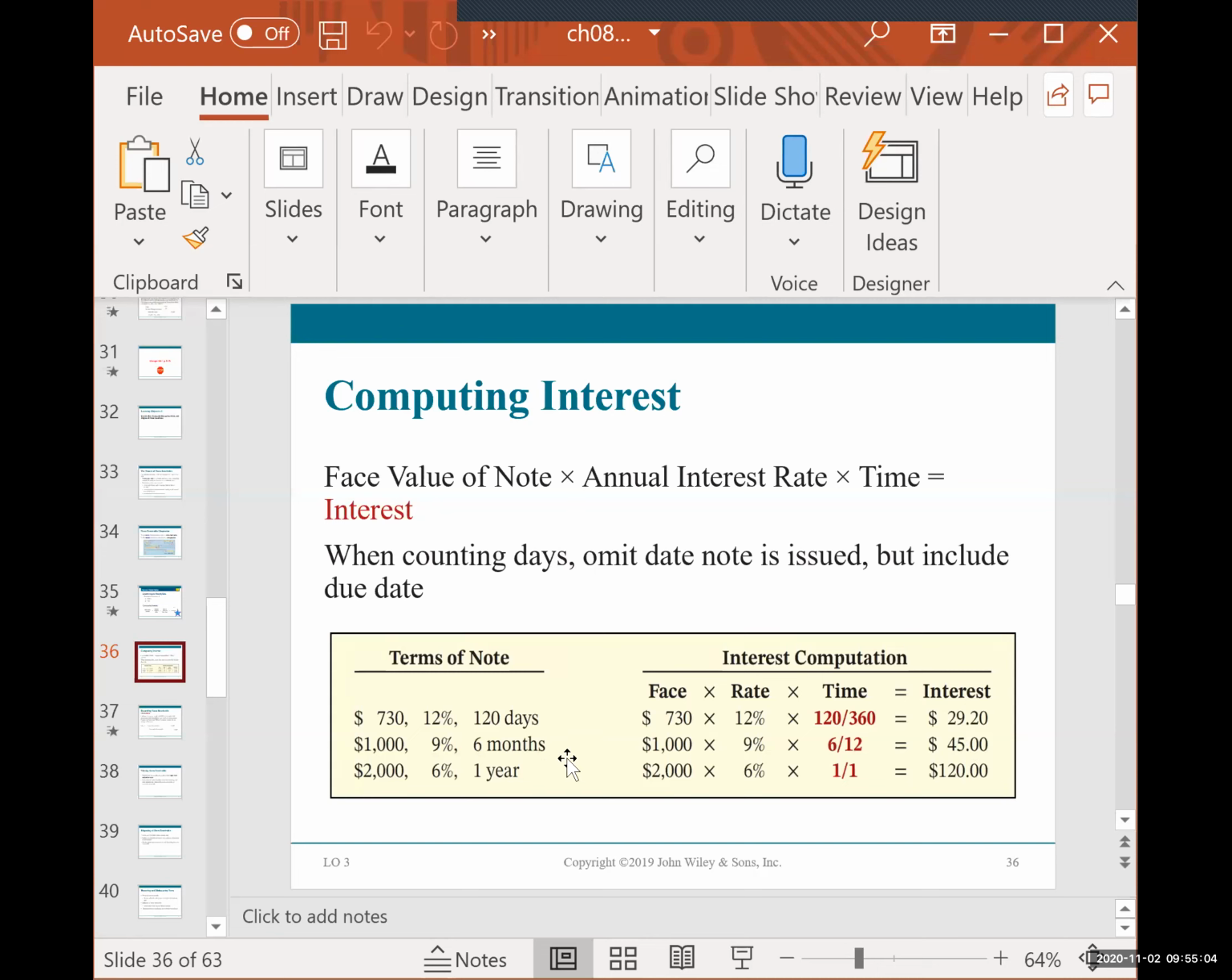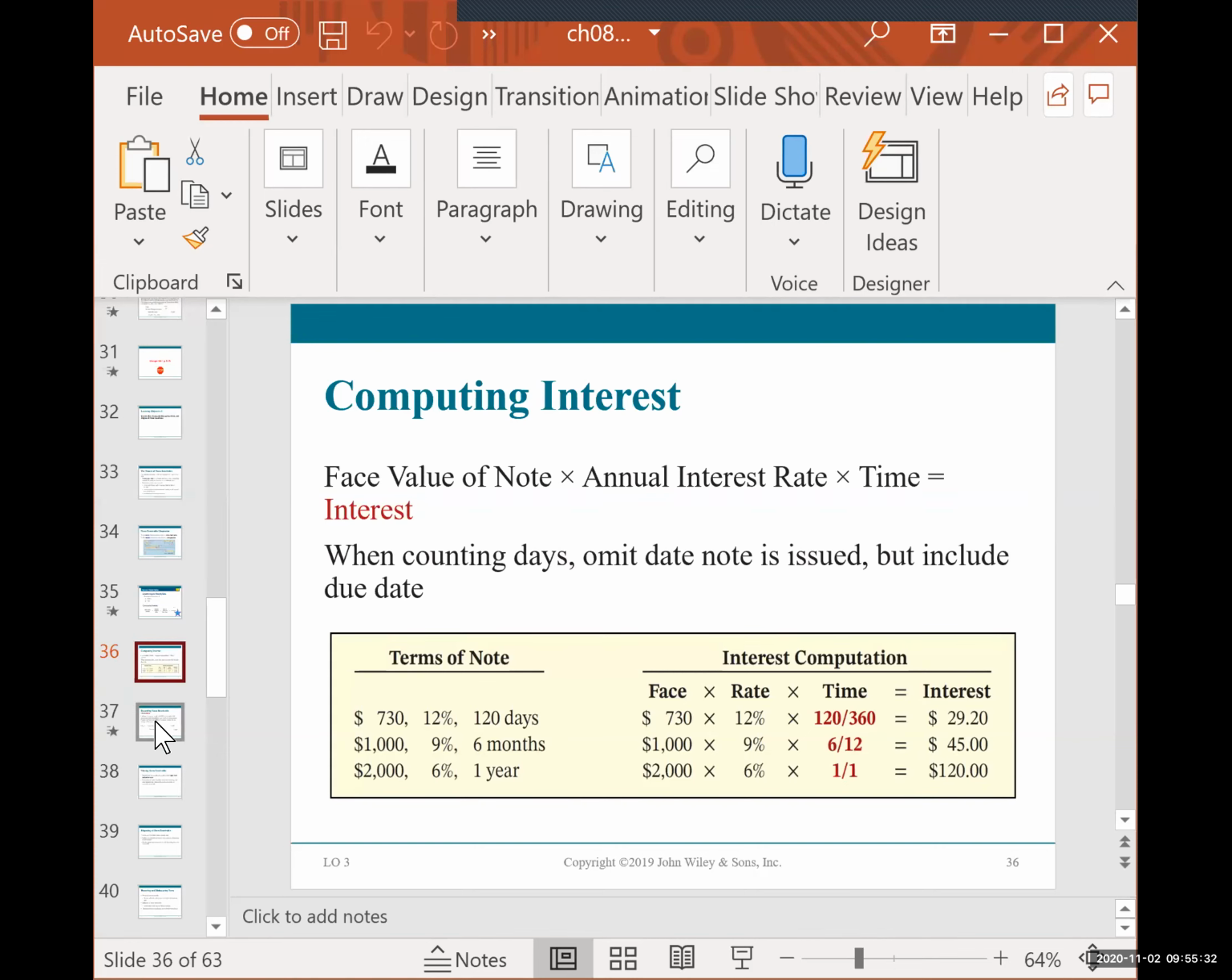So make a note of that. If it says it's a day note, if it's 10 days, 20 days, 360 days, 5,000 days, if the word day is in the note, that is 360 on the denominator. If it says it's a 6-month note, a 1-month note, a 12-month note, a 5 million month note, it's going to be 12 in the denominator. Okay. All right. So you have that.